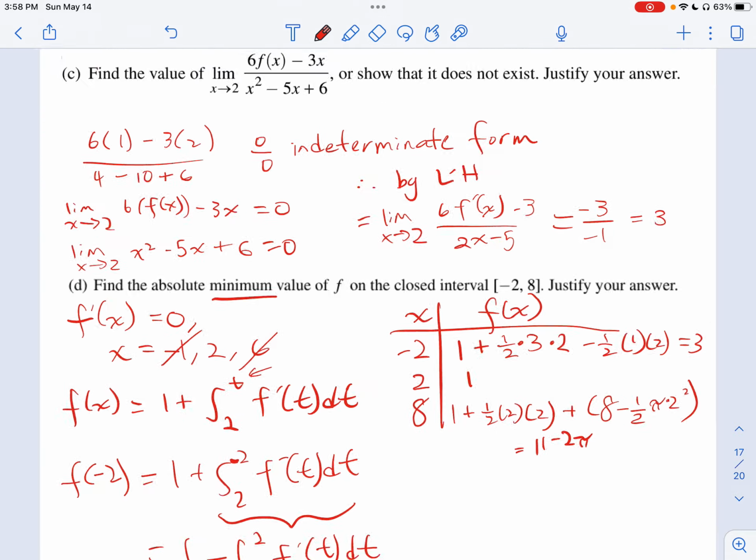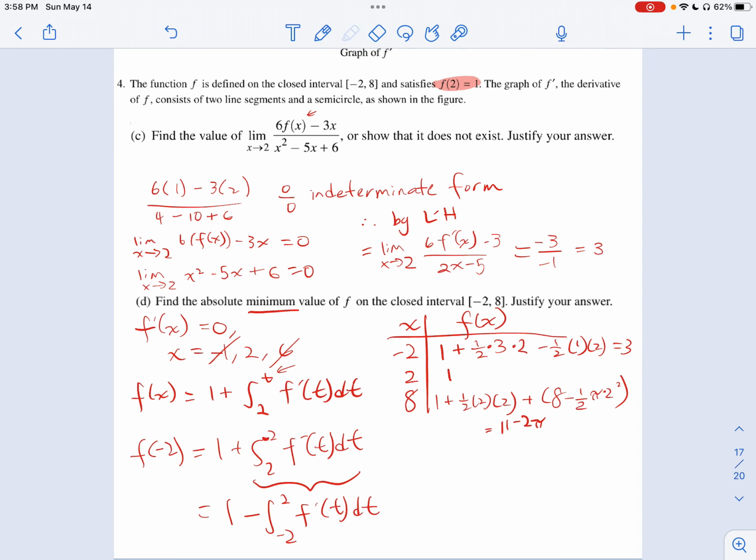11 minus 2 pi. So putting everything together there, looking at all of our values, 3, we said that this couldn't work. 1 was a good candidate. This is definitely positive. So we can say that the absolute minimum has to occur at 2, but be careful about how we write our answer. They're not asking where it occurs, they're asking for the actual absolute minimum value. So we would say the absolute minimum value of f is 1. All right. So that was the final part of the 2023 AP Calc AB and BC FRQ exam.